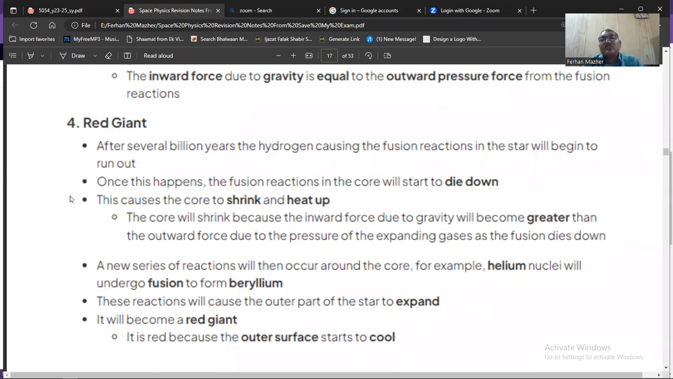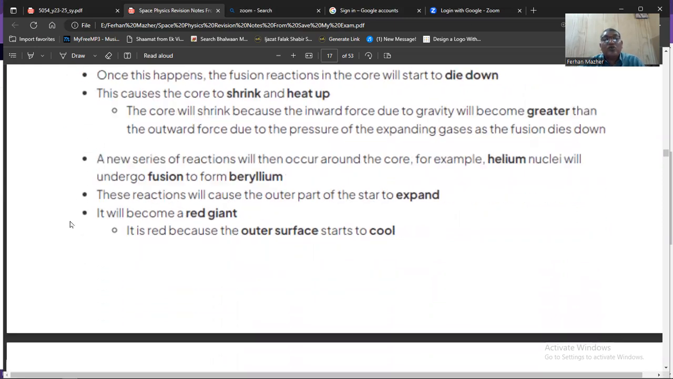A new series of reactions will then occur around the core. For example, helium nuclei will undergo fusion to form beryllium. These reactions will cause the outer part of the star to expand. It will become a red giant. It is a red giant because the outer surface starts to cool.